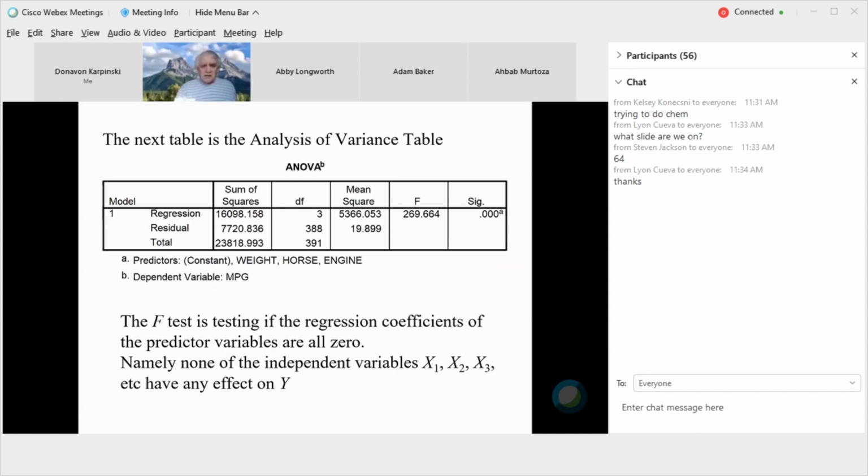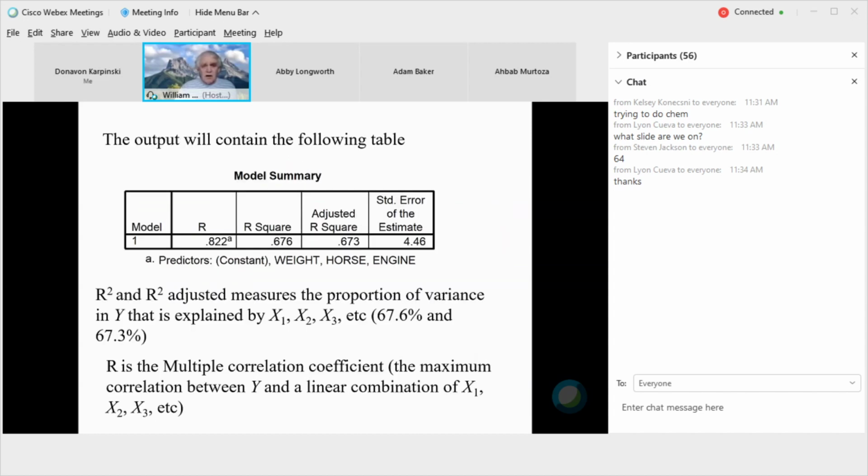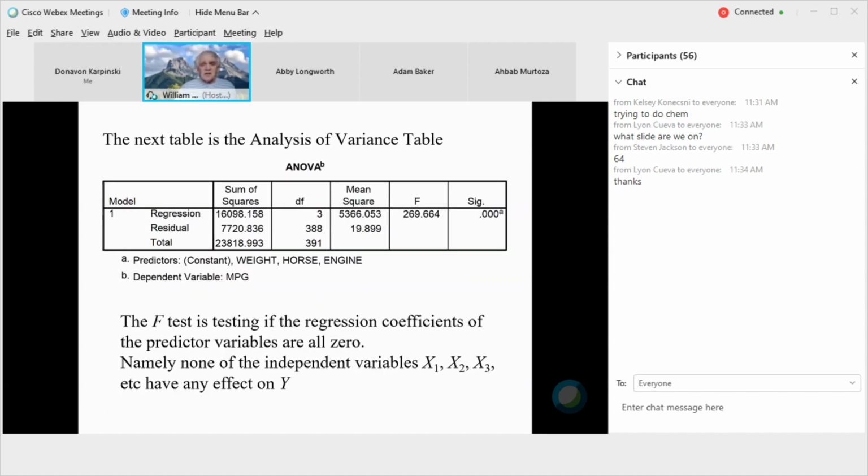The next table is the analysis of variance table. From that, R squared adjusted can be calculated from those entries. R squared is just the regression sum of squares over the total sum of squares. This is the F statistic. It's the ratio of the mean square for regression over the mean square for total. It's testing whether all the predictor variables have no effect on the dependent variable.